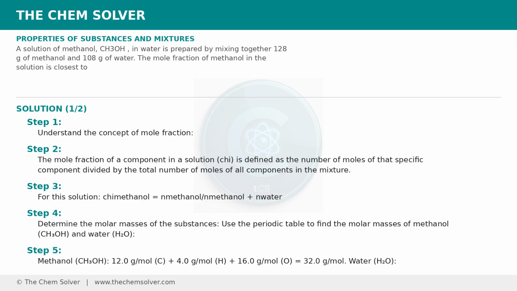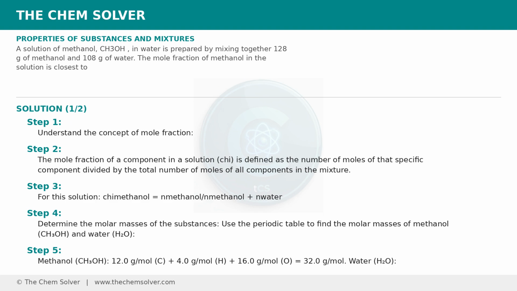Understand the concept of mole fraction. The mole fraction of a component in a solution, χi, is defined as the number of moles of that specific component divided by the total number of moles of all components in the mixture. For this solution, χ methanol equals n methanol over n methanol plus n water.